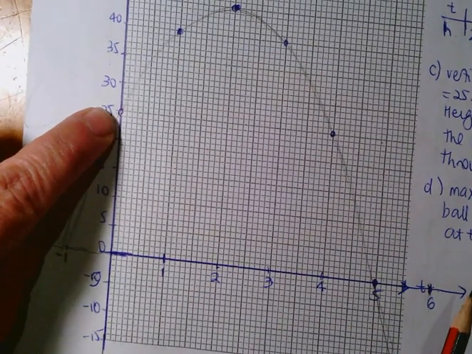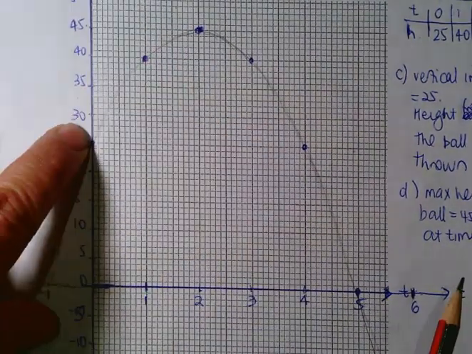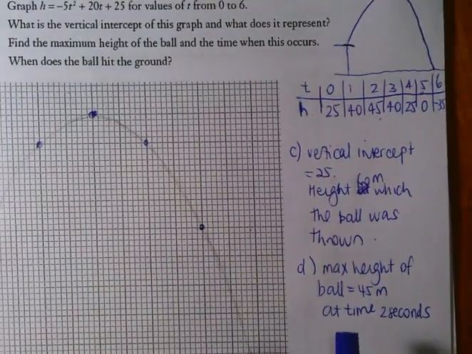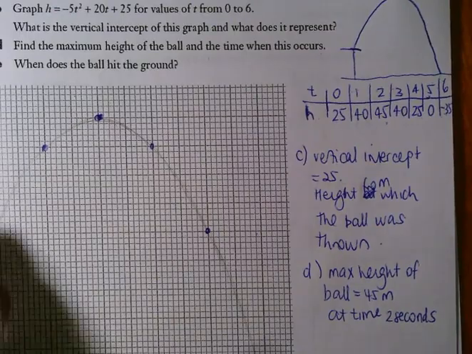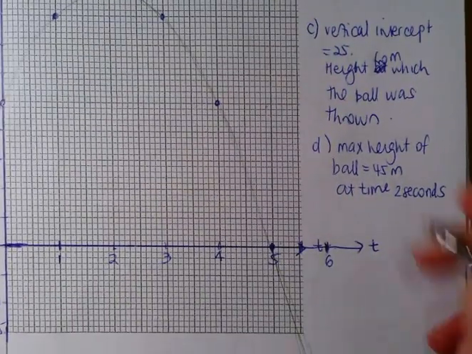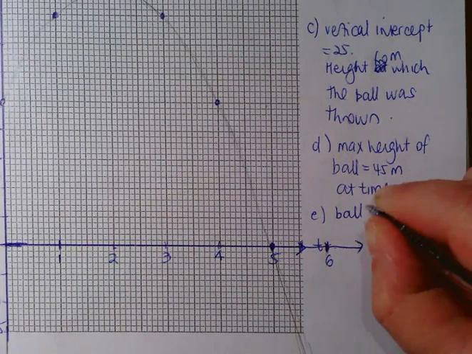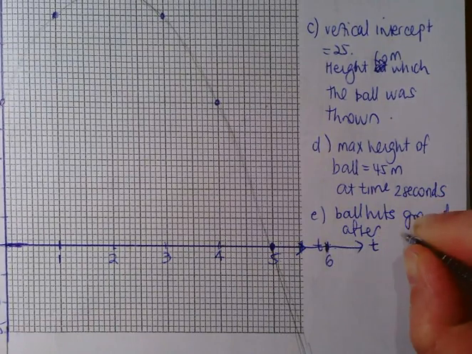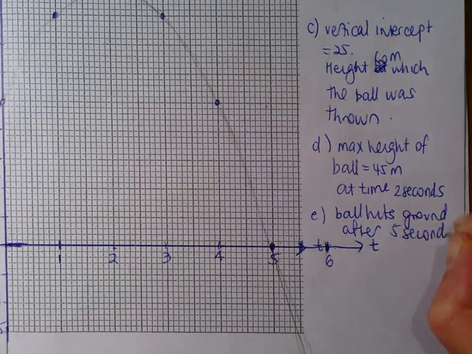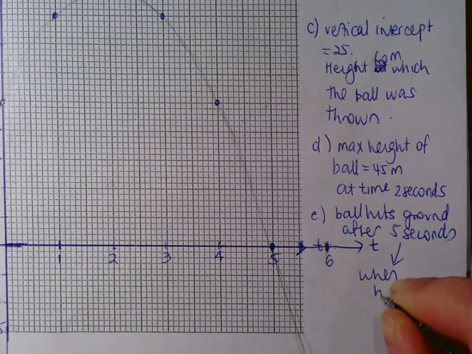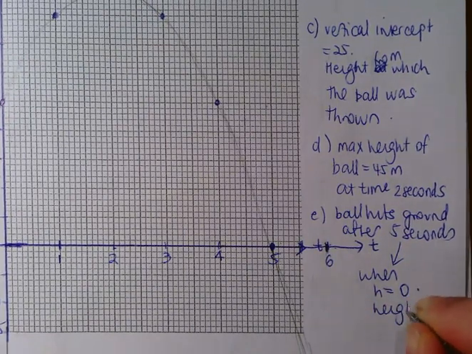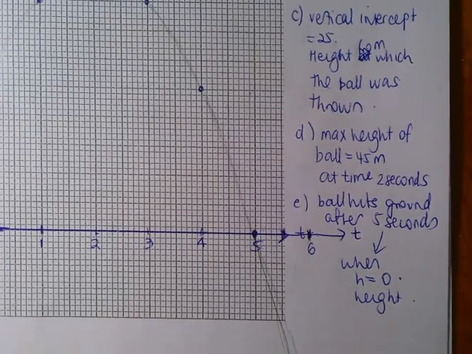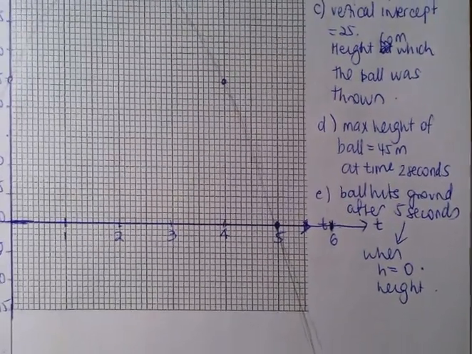We only start from here because the ball was thrown from a balcony of height 25 meters. So the maximum height, as we said, was 45 meters. It occurs at time 2 seconds. And when does the ball hit the ground? So we can see that the ball hits the ground after 5 seconds. Because this is when h equals 0, the height. Okay, because the height is the height of the ball in meters. Okay, so we'll be doing more of these in the next exercise.